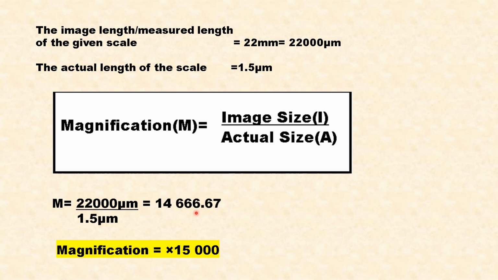14,666.67. Since the question requires the final answer in two significant figures, we'll round this to 15,000 times. Thus your answer could fall between 14,000 and 16,000 times.